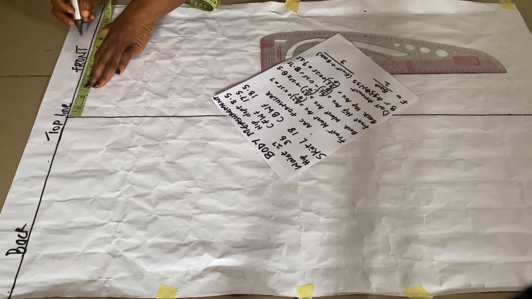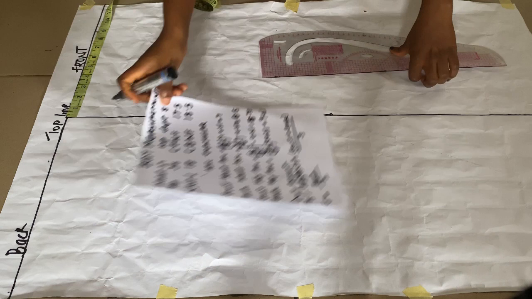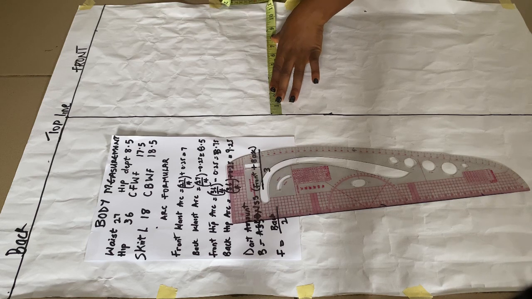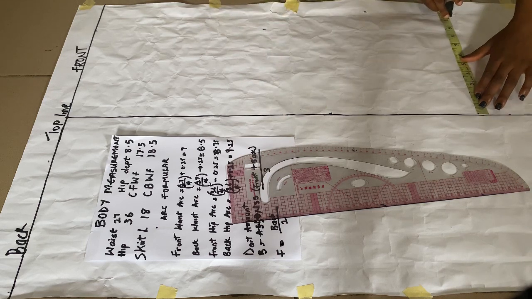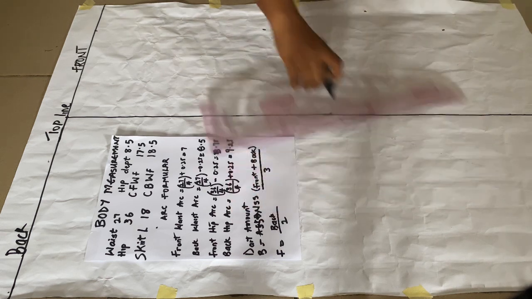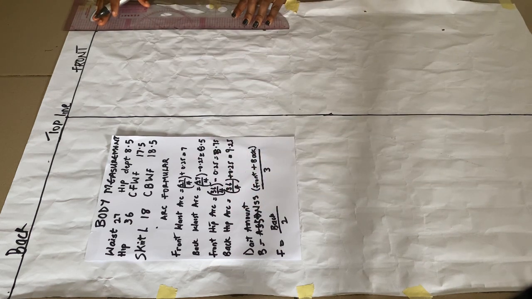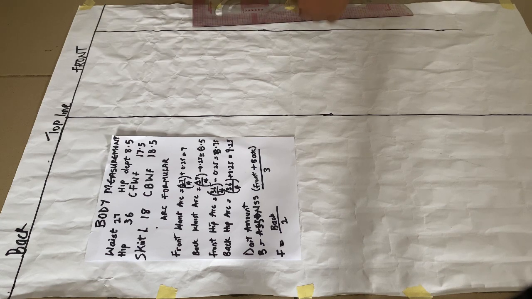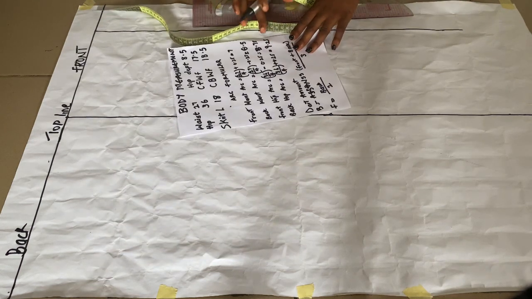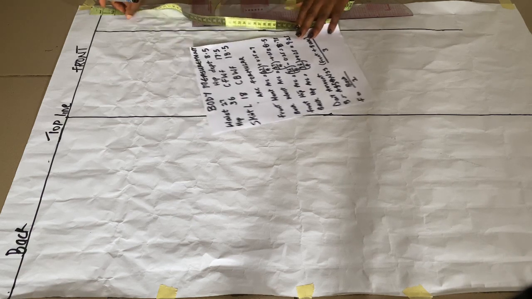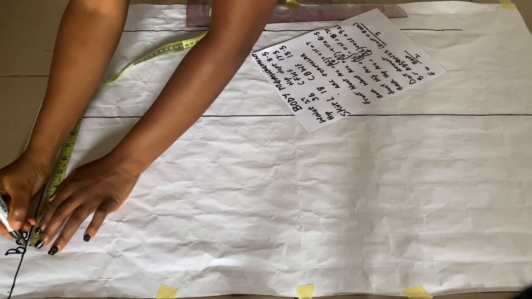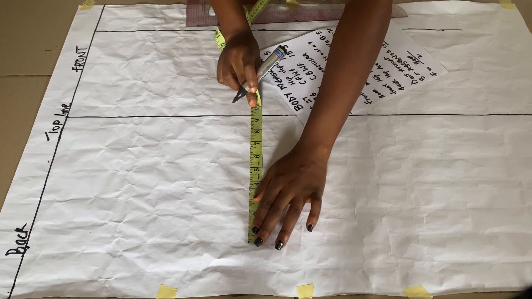So I'll just mark this as a straight line down to the edge of the paper, 8.75. While for the back, I'll use 9.25, which is the back hip arc. So I'll measure 9.25 from this center line. I'll mark 9.25 down also.